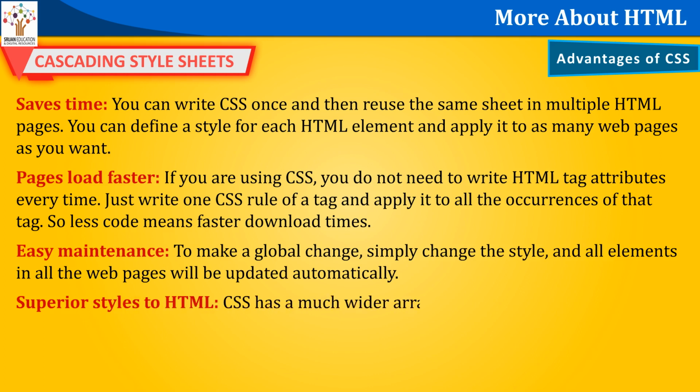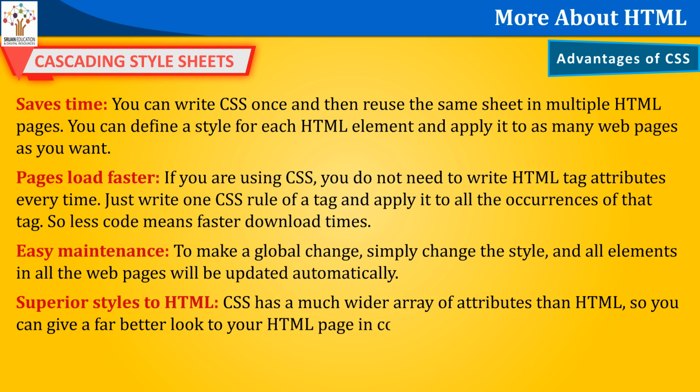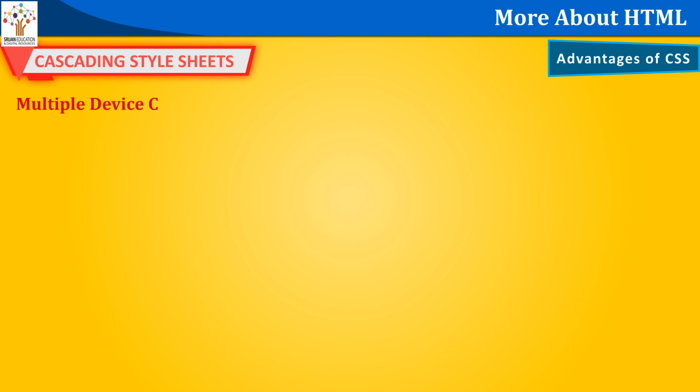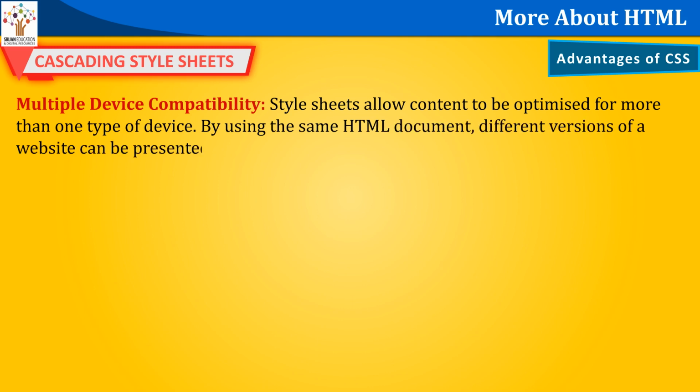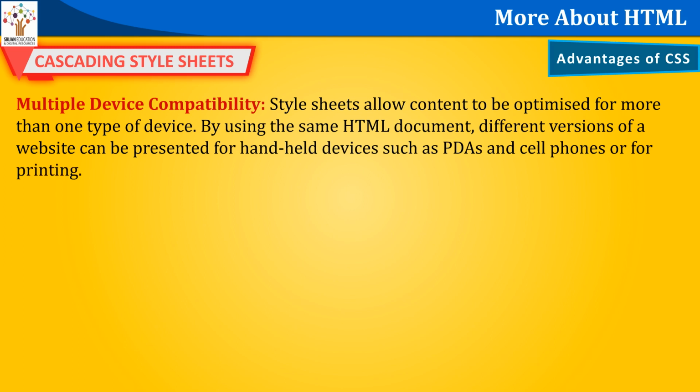Superior styles to HTML. CSS has a much wider array of attributes than HTML, so you can give a far better look to your HTML page in comparison to HTML attributes. Multiple device compatibility. Style sheets allow content to be optimized for more than one type of device. By using the same HTML document, different versions of a website can be presented for handheld devices such as PDAs and cell phones or for printing.